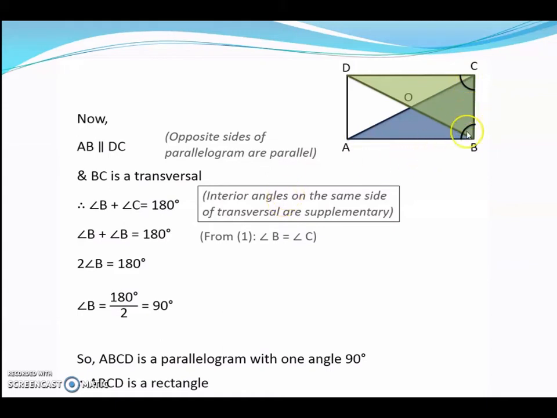So now since angle B and angle C are equal to each other, I can replace angle C with angle B over here. So I will get angle B plus angle B is equal to 180, or twice angle B is 180, which means angle B is 90 degrees.